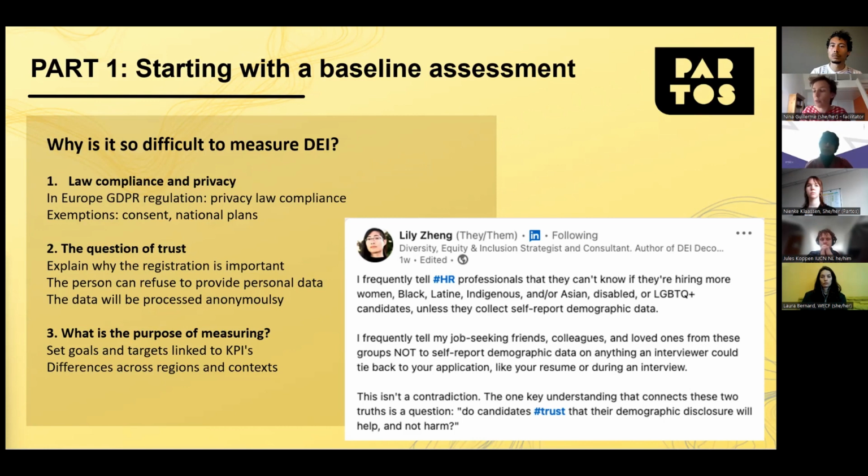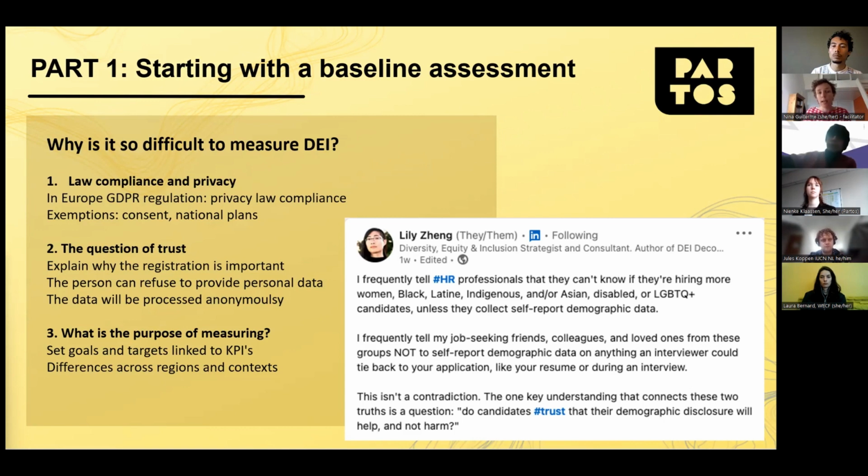And also the fear comes, of course, from organizations themselves, which are afraid that you have to put in place a lot of systems to gather data, to work with and to monitor them. So that's also a very relevant question that you should be prepared for when you are willing to measure diversity and inclusion.